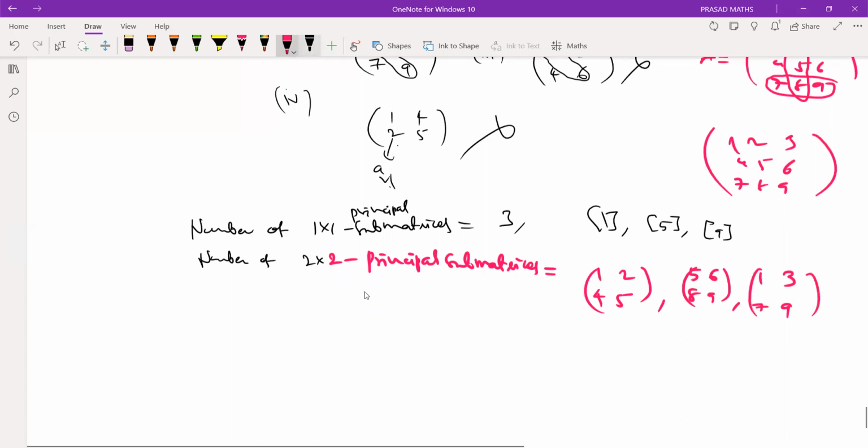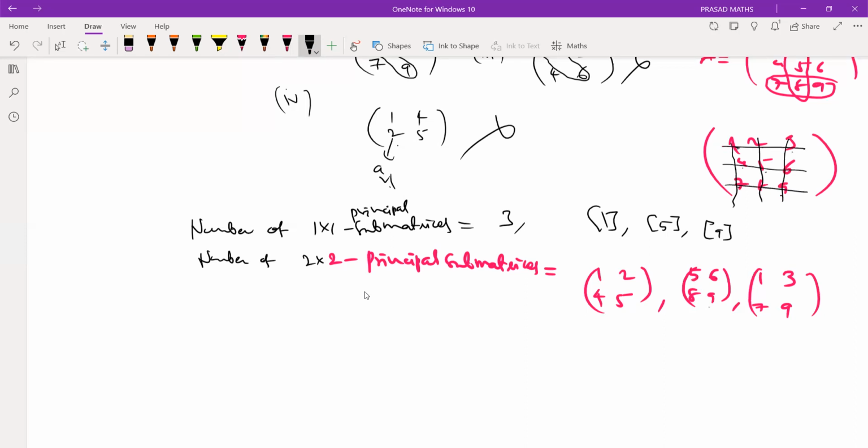Understand? Okay, see, the trick behind this is, when you want to talk about a principal submatrix, delete the same number of rows and the same number of columns. Delete first row, first column, you get 5, 6, 8, 9. Delete second row, second column, you get 1, 3, 7, 9. Delete third row, third column, you're going to get 1, 2, 4, 5.